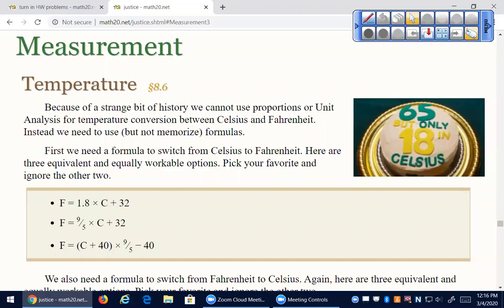And you would think, well, zeros would always match, right? If I have none of something, then I have none of it. But that's not true in temperature. Because of an accident of history, Celsius and Fahrenheit don't match at 0. So we need to memorize some formulas.